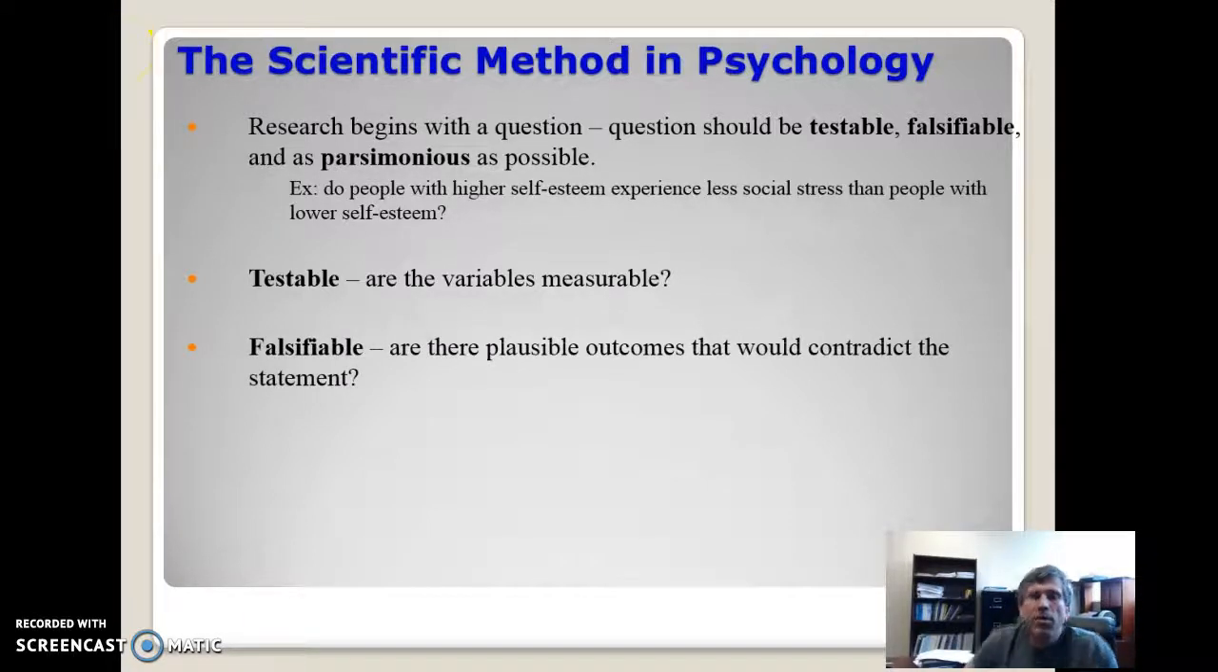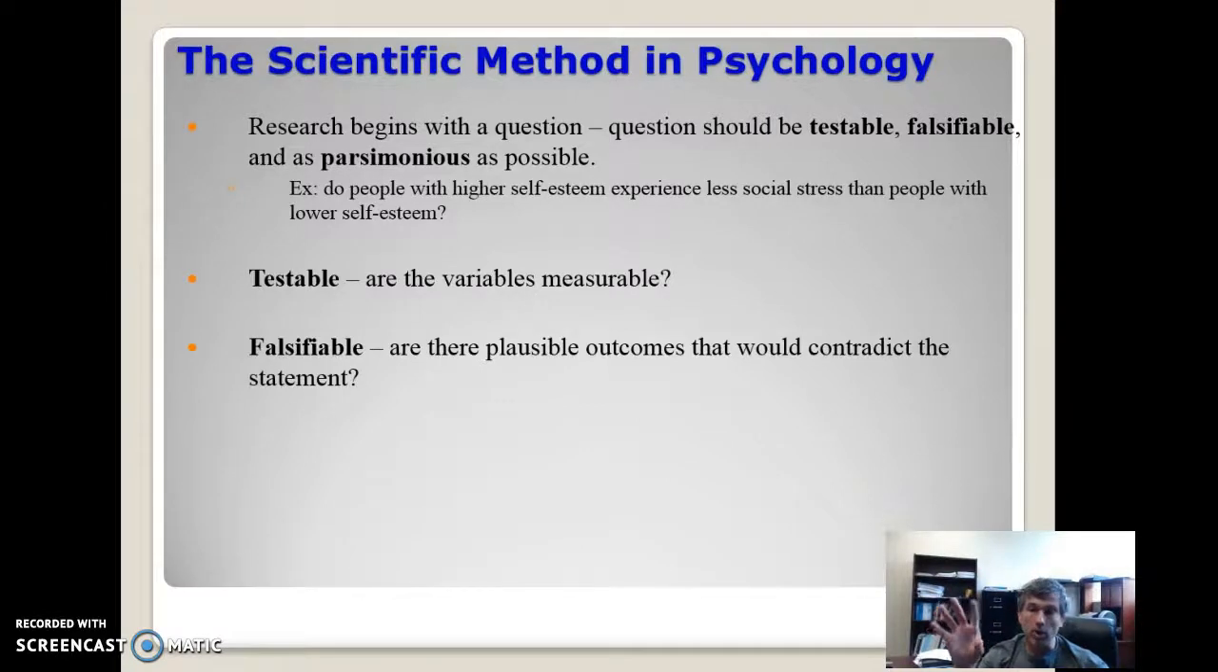Next is the idea of being falsifiable. Are there plausible outcomes that would contradict the statement or the prediction that we made? So here, we're predicting people with higher self-esteem experience less social stress than people with lower self-esteem. Are there outcomes we could get that wouldn't match with that? Of course, there's at least two. We could find that there's no relationship at all between self-esteem and social stress, or we could find that people with lower self-esteem actually experience less social stress than people with higher self-esteem. It's the opposite of what we predicted.